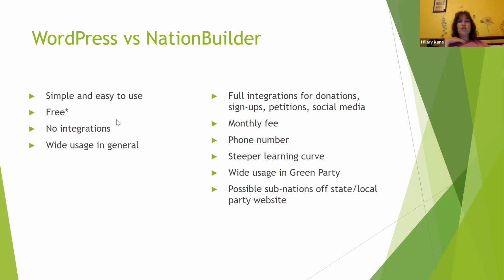As Starlene mentioned earlier, you can get a phone number through Nation Builder, which we can take a look at. There's definitely a steeper learning curve, right? It is not intuitive. It took me a while to figure it out. Now I have a pretty good sense, but it's not something that is as easy as WordPress by any means. But the good news is that there's pretty wide usage in the Green Party.